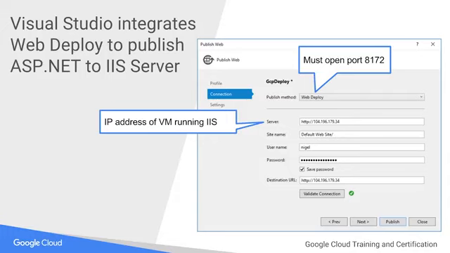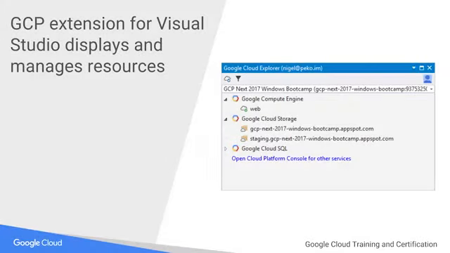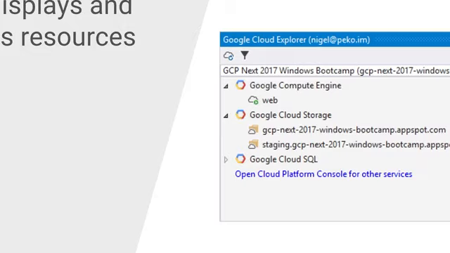Once you've finished writing your code, then you'll also find it straightforward to publish your application to Internet Information Services using Visual Studio's integrated web deploy. And Google have made it even easier to deploy to Compute Engine virtual machines from Visual Studio using Google Cloud Tools.